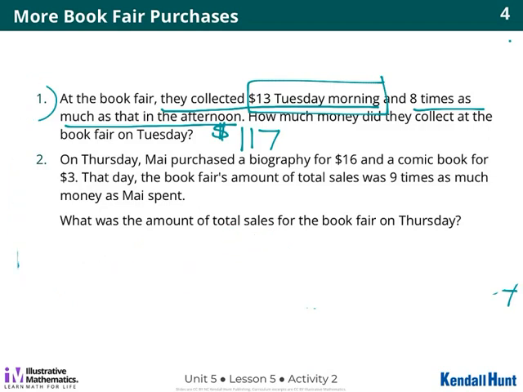Number 2 is another trick. These are 2-step problems, you guys. Number 2, on Thursday, Mai purchased a biography for $16 and a comic book for $3. That day, the book fair's amount of total sales was 9 times as much money as Mai spent. What was the amount of total sales for the book fair on Thursday?